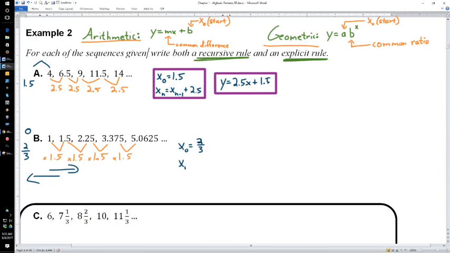And x of n, we'll take the previous one, and we'll add, no, I'm losing my mind. It's geometric, I apologize. We multiply 1.5 times x of n minus 1. Take the previous one and multiply it by 1.5. So that's your recursive rule.